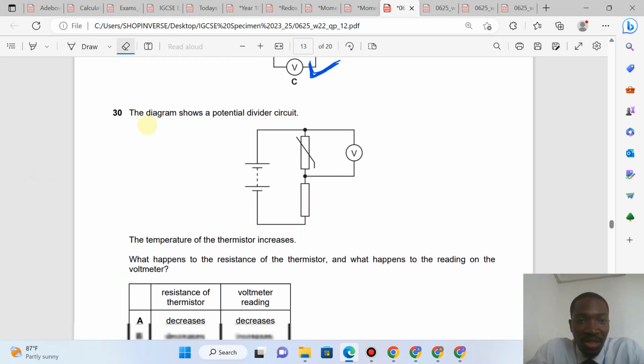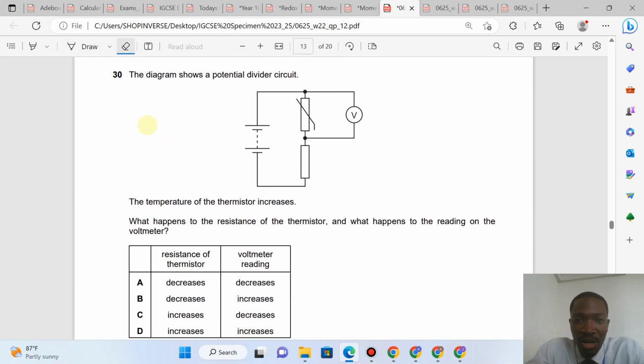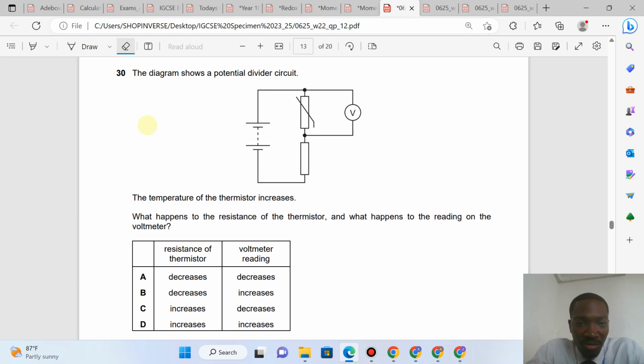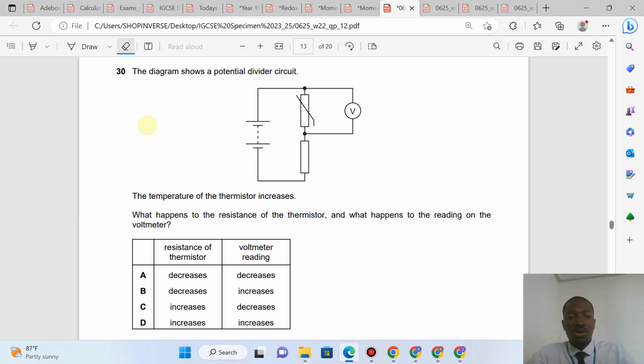Question 30. The diagram shows a potential divider circuit. The temperature of the thermistor increases. What happens to the resistance of the thermistor, and what happens to the reading on the voltmeter? When the temperature is increasing, then the resistance of the thermistor will drop. So resistance of the thermistor will reduce. Once the resistance of the thermistor reduces, then it means the voltage across the thermistor will reduce.